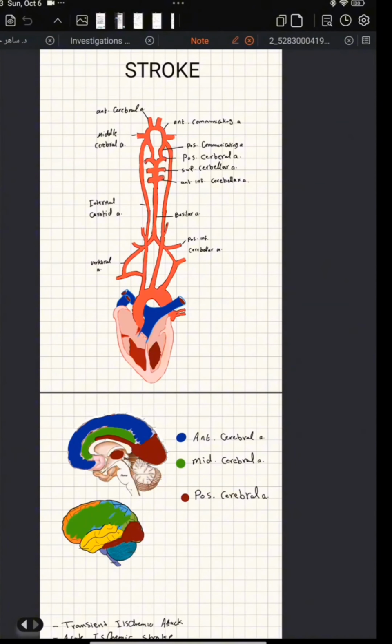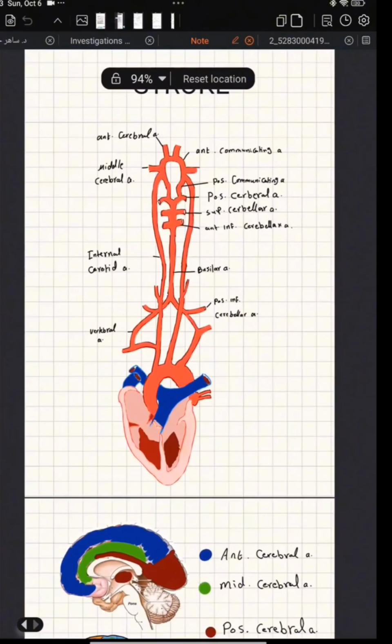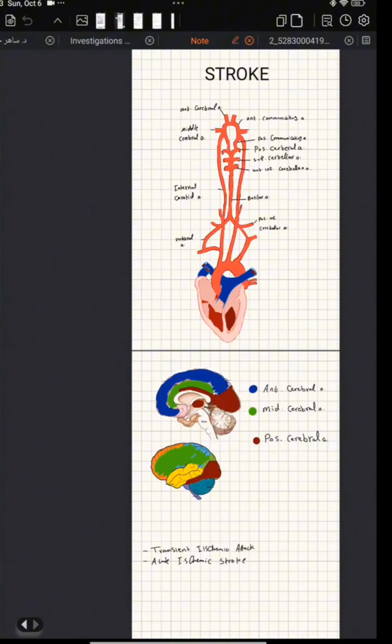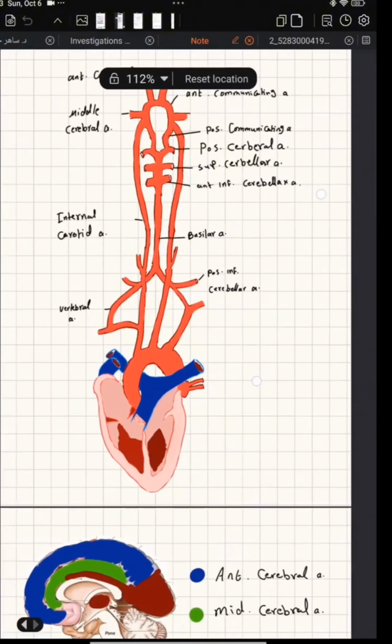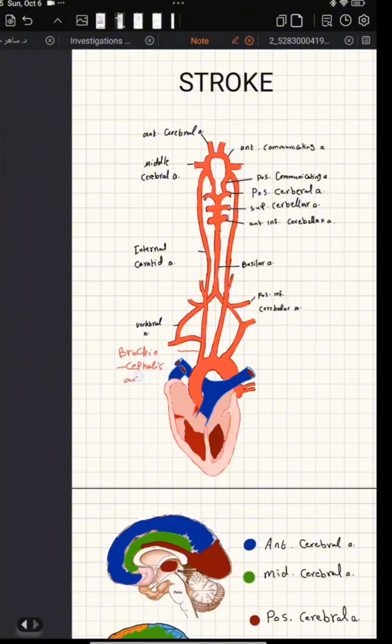Okay, so this is the anatomy of the blood vessels of the brain. Here it shows these blood vessels. So here, from the arch of aorta, there is the brachiocephalic artery. And this is the left common carotid artery. And this is the right common carotid artery.